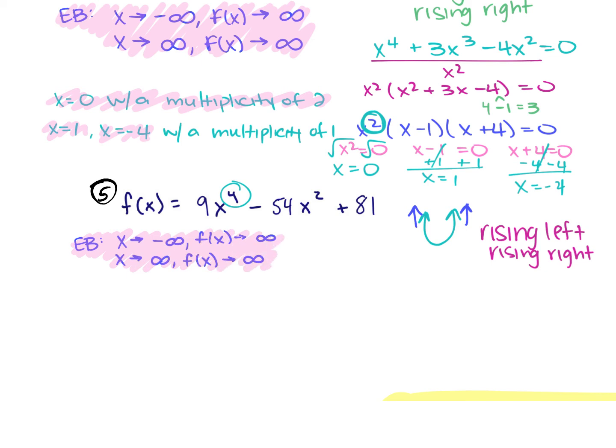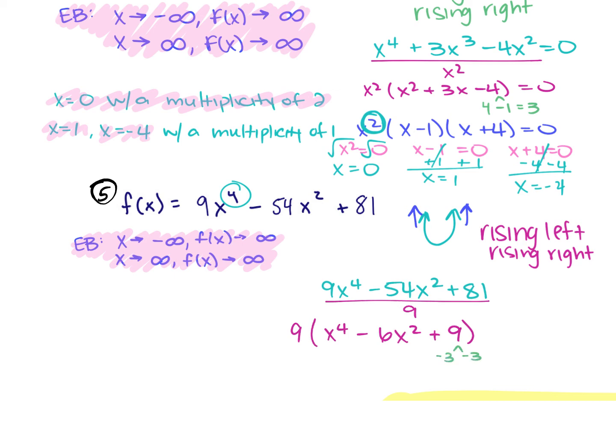You now got to find your zeros. So you have 9x to the 4th power minus 54x squared plus 81. Do you have a greatest common factor that you can factor out? Yeah, 9. So that's going to give you 9 times x to the 4th power minus 6x squared plus 9. Factor this. What are your factors of 9 that add up to be -6? -3 and -3.